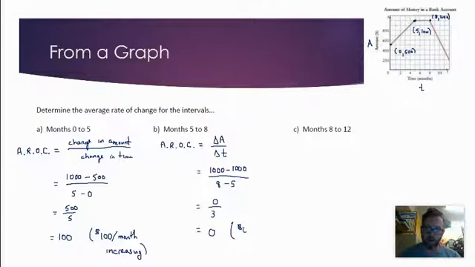We get $0 per month, which just means no change, right? And the slope of a horizontal line is 0. So everything is connecting to slope here.